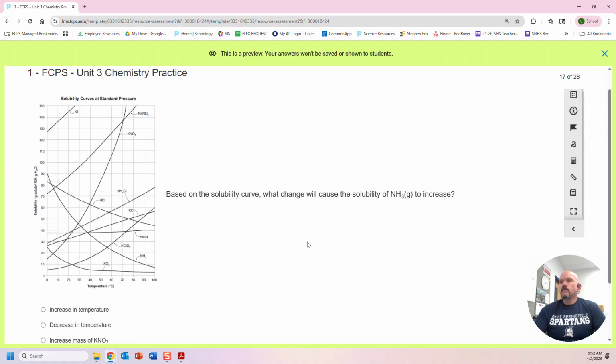All right. All right, here we've got another solubility curve, and we want to know what will cause the solubility of NH3 to increase. So it's kind of small font.